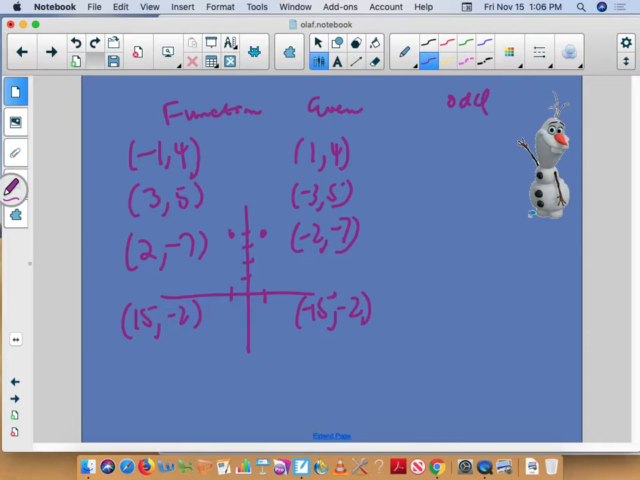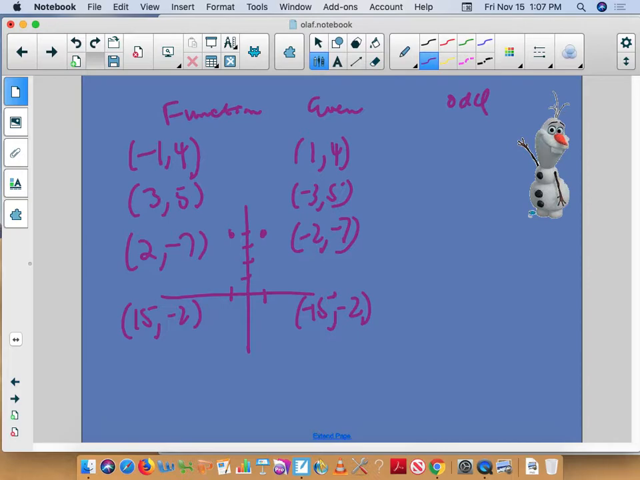Watch my hands again, okay? It's all about this. I can do this x or this x, but what needs to happen? The y's need to be the same. If I go 5 and negative 5, they both need to land at like 3 or negative 7 or whatever. So do you see how you can go both directions, but you better get the same answers?